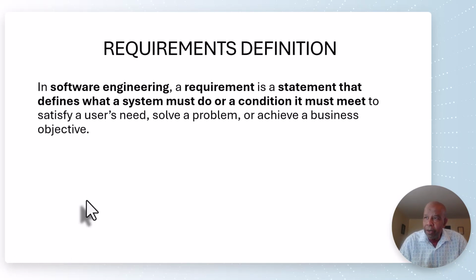So, requirement, what is it? In software engineering, a requirement is a statement that defines what a system must do or a condition it must meet to satisfy the user's needs. Two things I want to highlight here: what the system must do, and satisfying user needs. Those are the two main things in requirements. What is it to do, but what is it to do to satisfy the users?